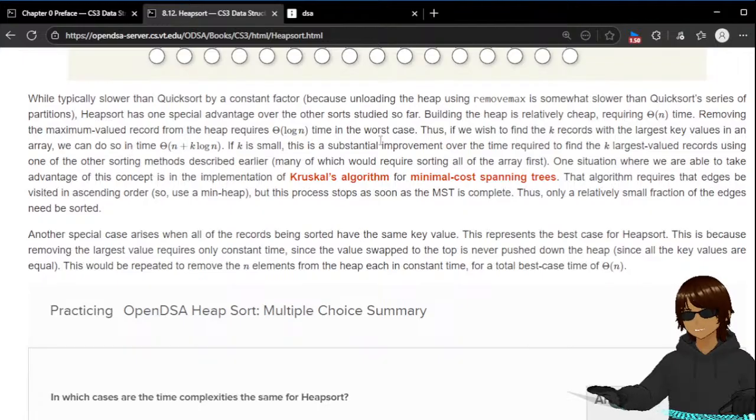For small k, this is a substantial improvement over the time required to find the k largest value records using one of the other sorting methods described earlier.